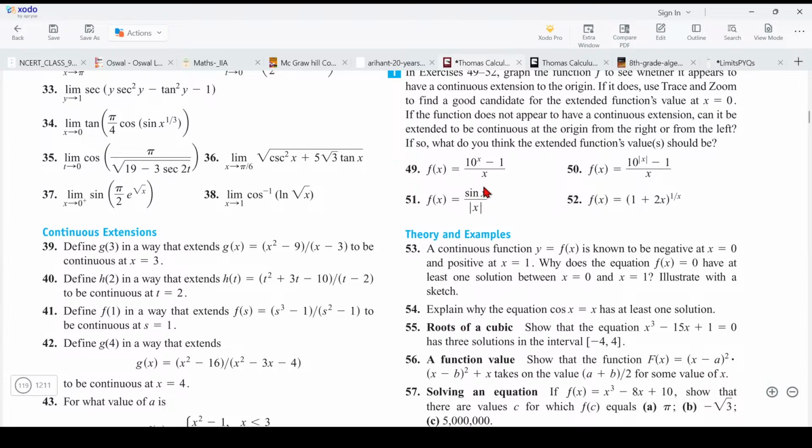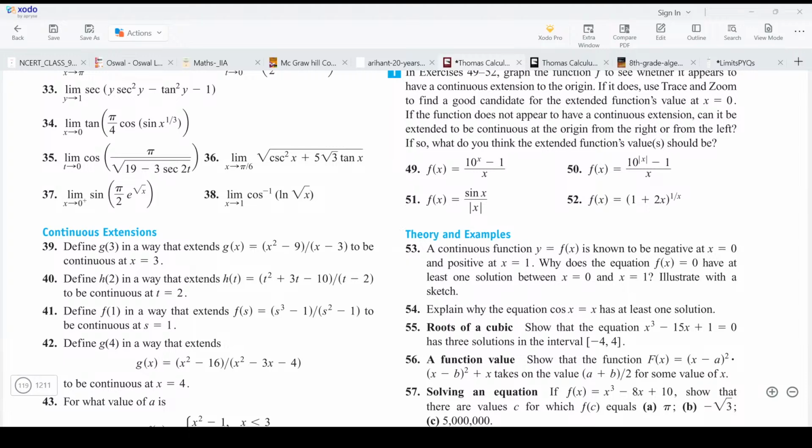sin x by mod x. Do you think this will be continuous? It will. So we can say, sin x by x we know, there's a hole. We remember that. Okay, let's look at the graphs. Let me just project it. Okay, sin x by x is 1, so it is continuous.